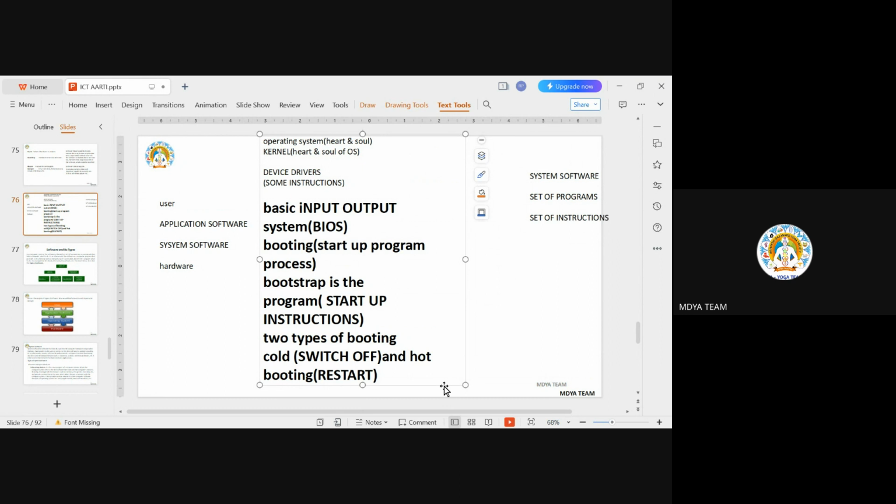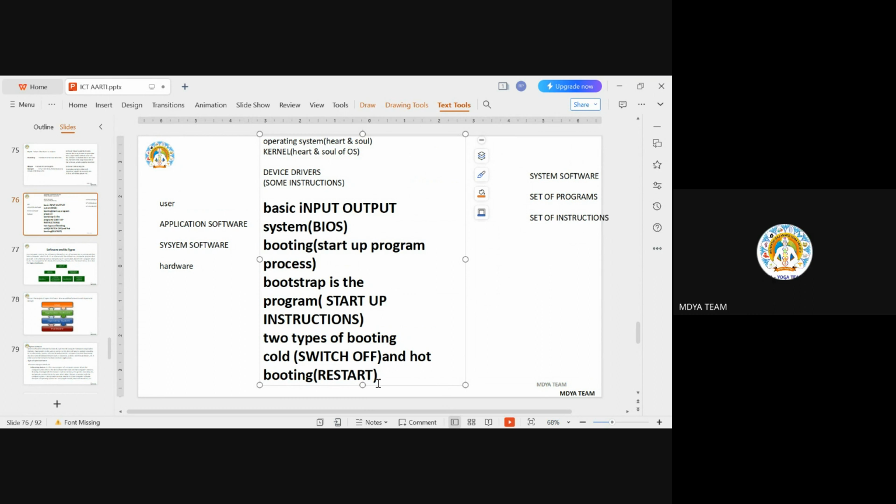And when the computer is already started, but some error occurs, or you want to restart your computer, your PC hangs, then you restart your computer. Then that program that runs is called hot booting. Got it? Please reply. Yes, ma'am.